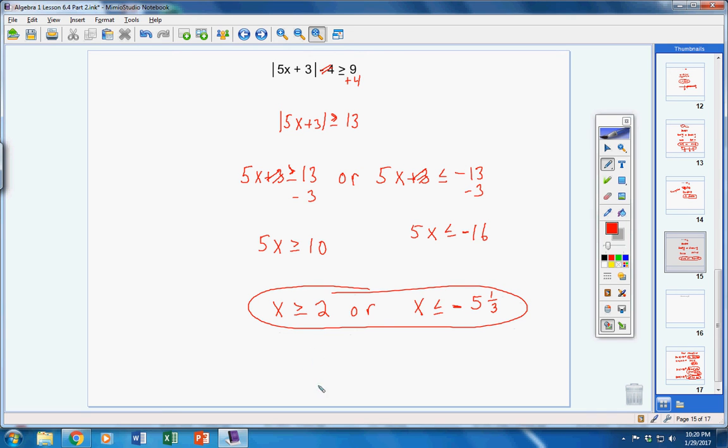If I asked you to graph it, you would put a point at negative 5 1/3 and a point at positive 2. They would both be closed. x is greater than 2, so go to the right. x is less than negative 5, so go to the left. And there's the graph. One more and we're finished.